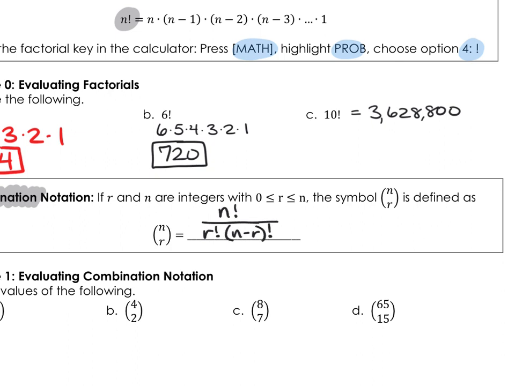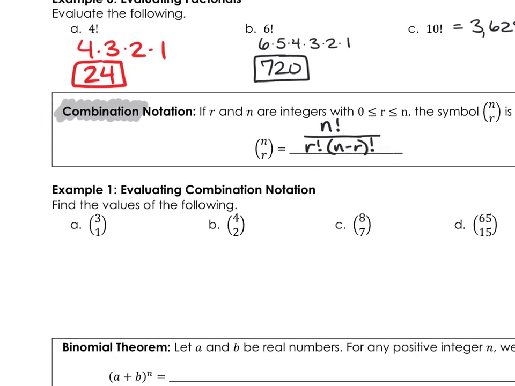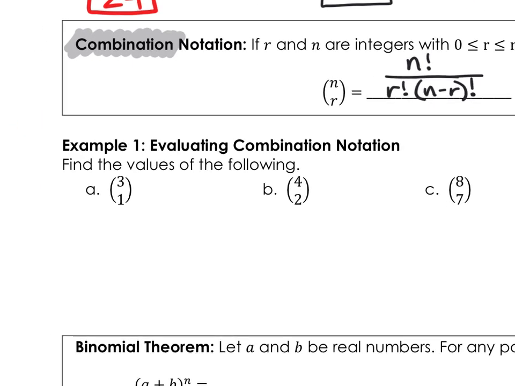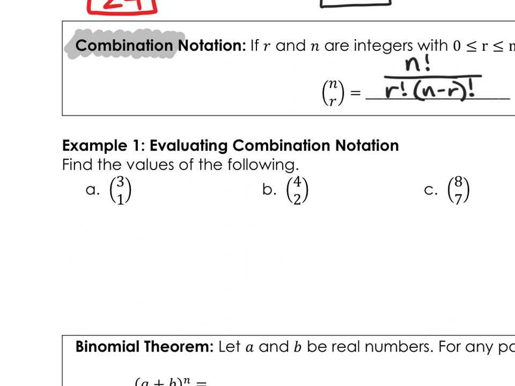It's a lot, but you're just plugging the same two numbers into this formula. This is going to be a big formula for you today, so if you wanted to like circle, highlight, star, underline, this is a good formula to do that with. So if I was doing 3 choose 1, using the formula, n is on top, r is on bottom, this would be 3 factorial divided by 1 factorial times 3 minus 1 factorial.